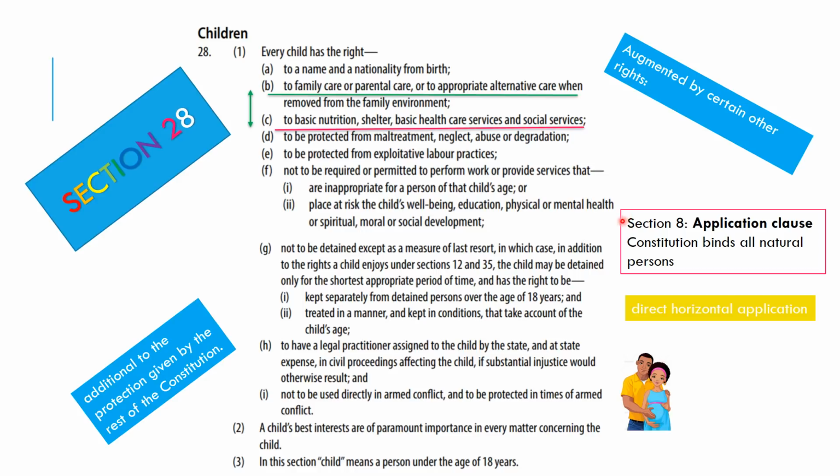So what the combination of Section 8 and Section 28 creates is a horizontal application between the parents of a child and the Constitution. So it places a constitutional duty on the parents of the child to provide for the child's basic needs and not to abuse, exploit, or require the child to perform unsuitable or unhealthy work.